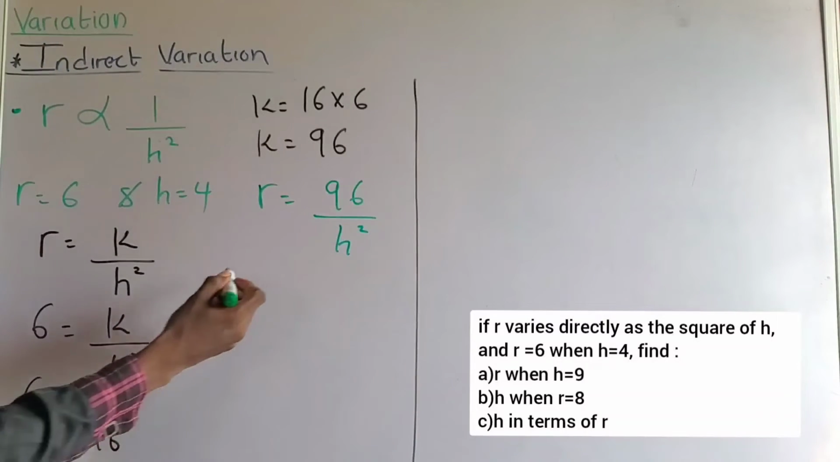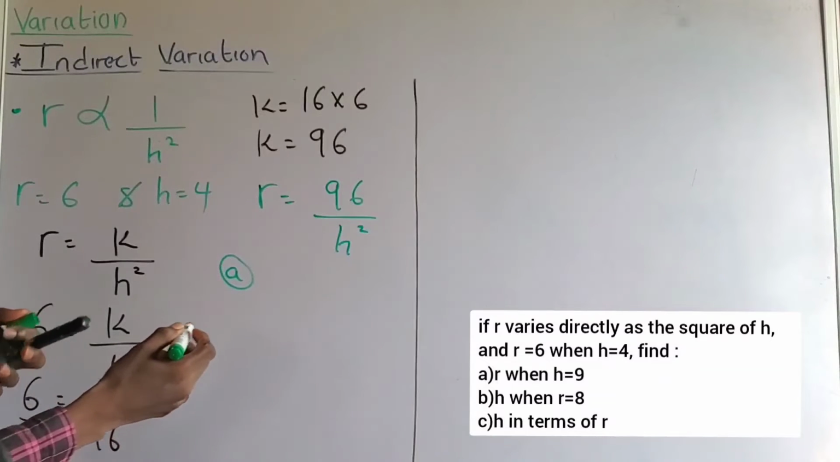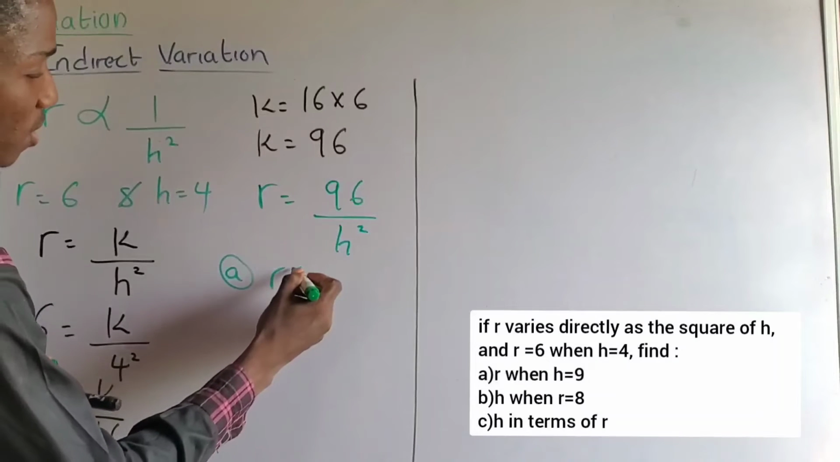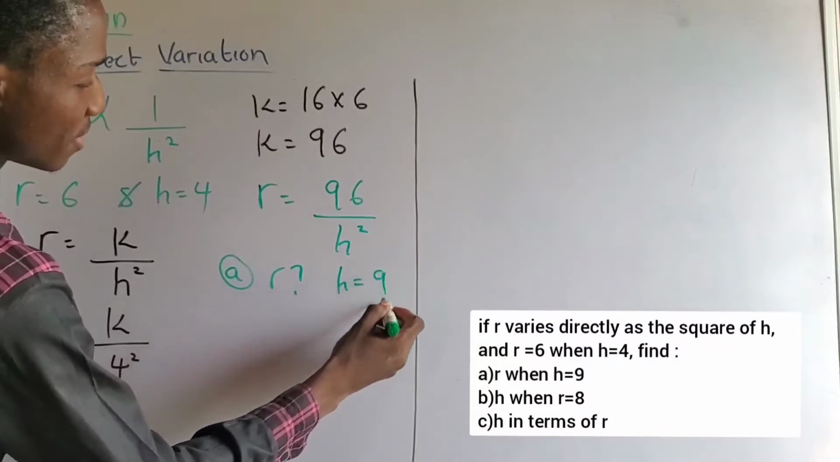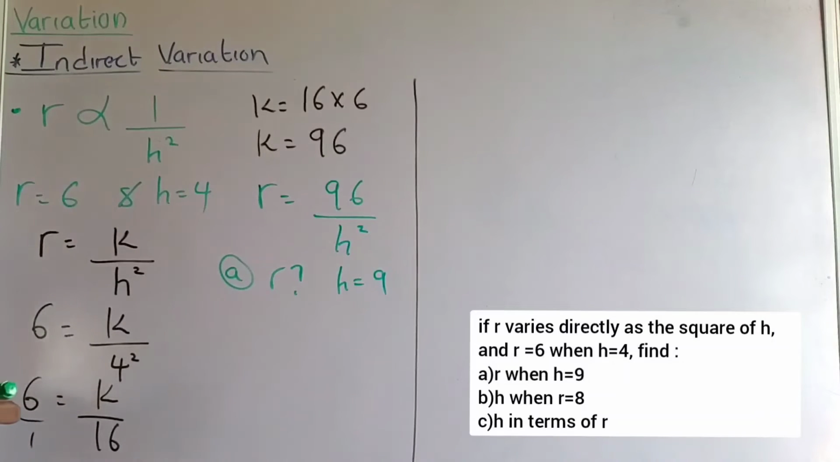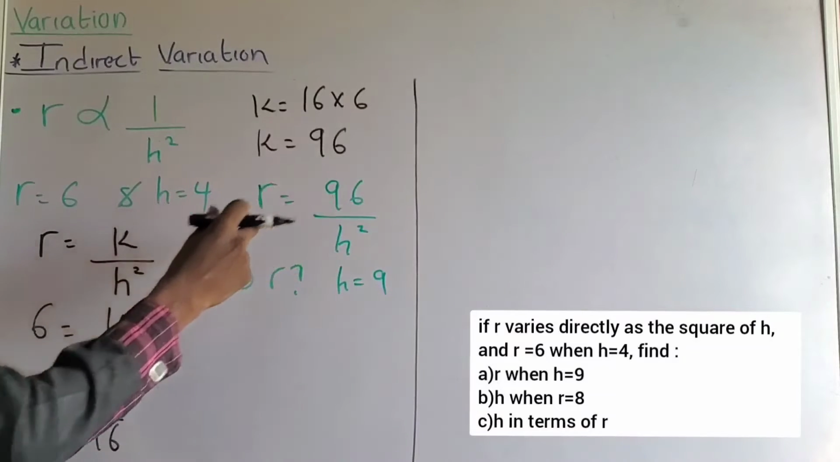Now, we are asked to find the value of r when h is 9. How do we get the value of r when h is 9? All you have to do is just substitute the value of h as 9 in this relationship, okay?